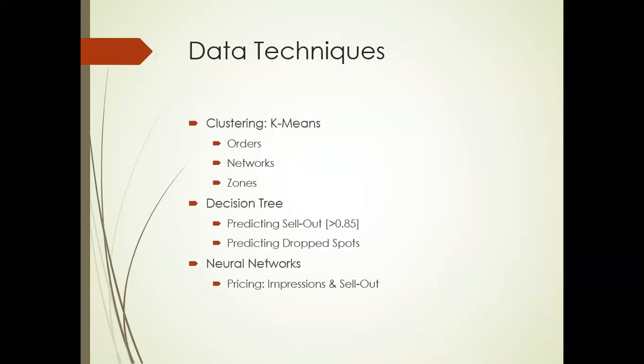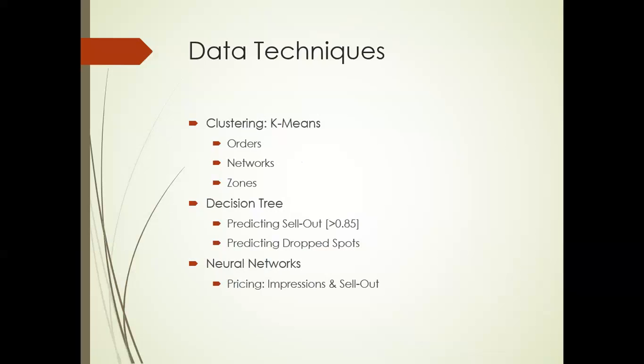So clustering, a lot of different ways to cluster, just like I was talking about with orders, network, zones. A few things that I'm looking at in terms of predictive modeling with decision trees is sellout. One of our goals is to have at least 85% sellout, but with that sellout, we want to make our revenue goals as well. So where is that pricing strategy, in terms of what our pricing will be based on cost per 1,000 impressions or cost per spot or average unit rate, to get that sellout at 85% or higher.